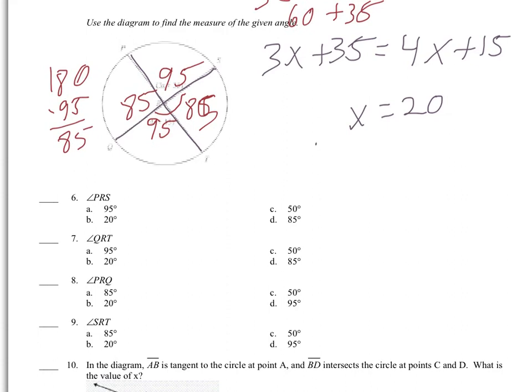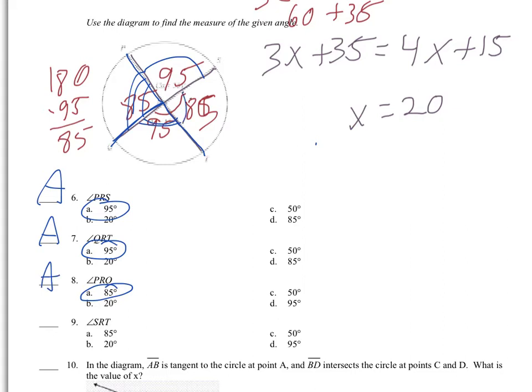we can just say that PRS is this angle, it's 95. And then QRT is this angle, it's also 95. And then PRQ is this angle, that's 85. And the other angle, which is this angle, it's also 85. All right. Okay, moving on to the next one.